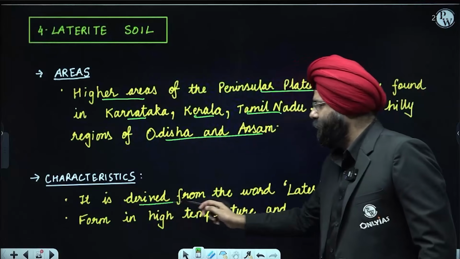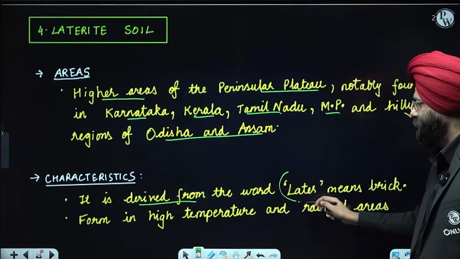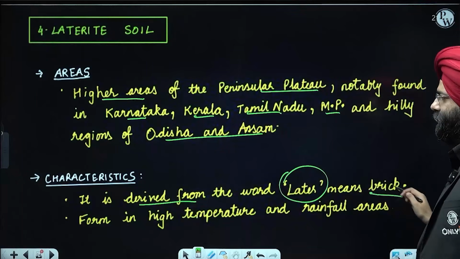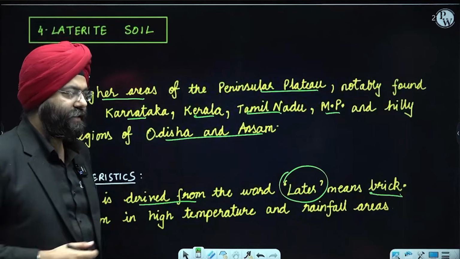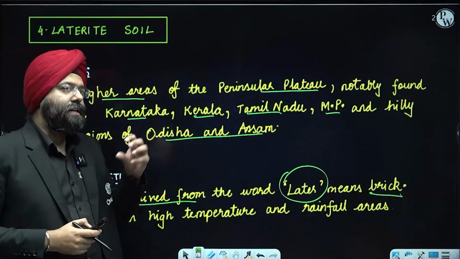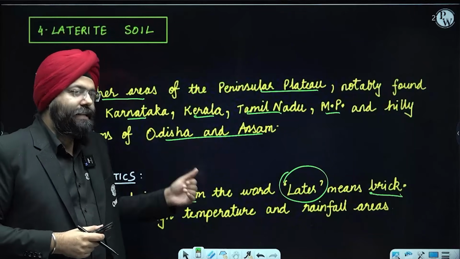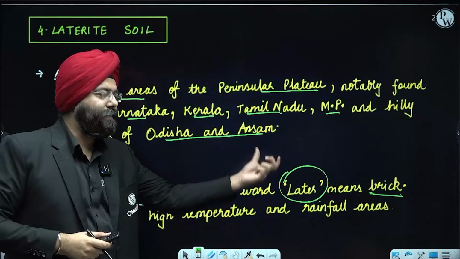Characteristic: it is derived from the word "later", which means brick. You will understand why it is called brick in the next slides. See here, it is derived from the word "later". From the word "later", laterite soil is derived, which basically means brick.